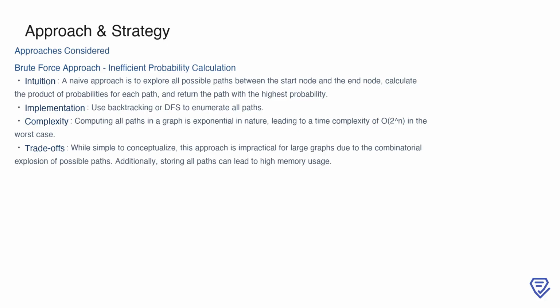This results in a time complexity of O(2^n) in the worst case. Additionally, storing all paths can lead to significant memory overhead. While this approach is conceptually simple, it's impractical for larger graphs due to the sheer number of combinations and the resources required to evaluate them.